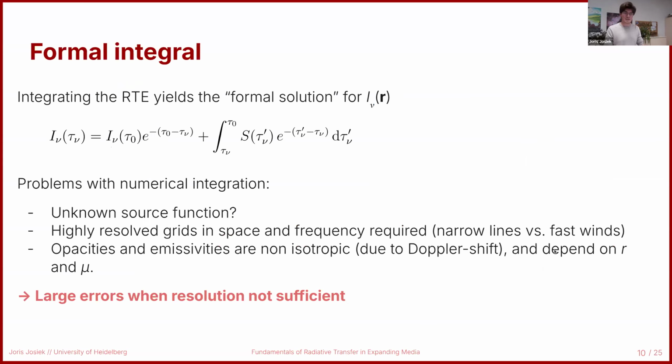And how we get from one to the other is by solving the so-called formal integral. The formal integral is basically the most general solution to the radiative transfer equation, and it gives you the intensity as a function of optical depth at each different frequency. And it takes into account some boundary conditions, so intensity at a reference optical depth, tau 0, and you also need to know the source function.